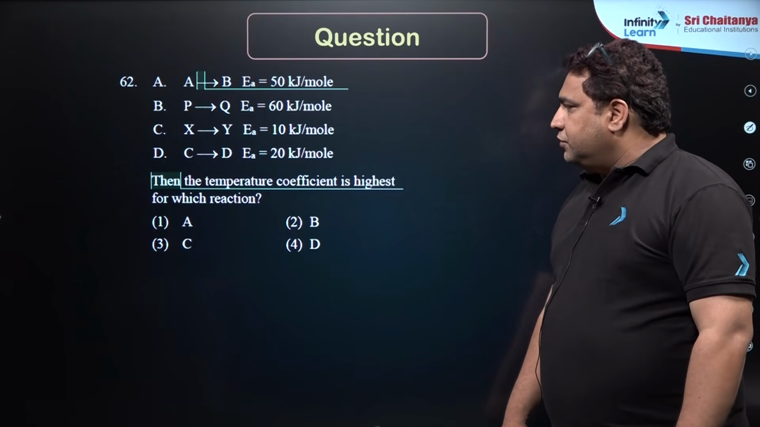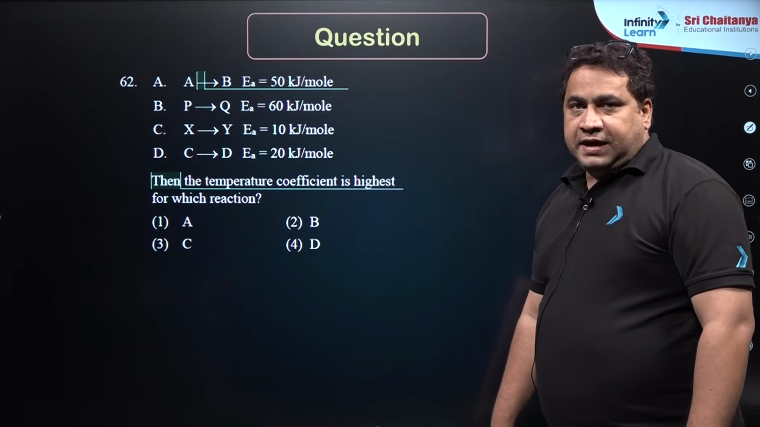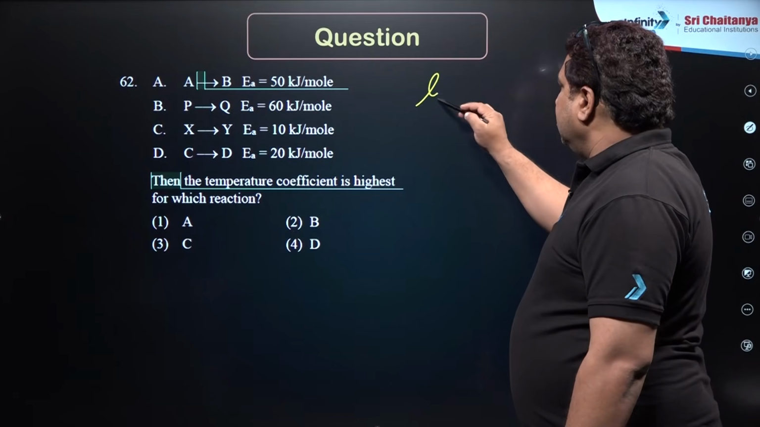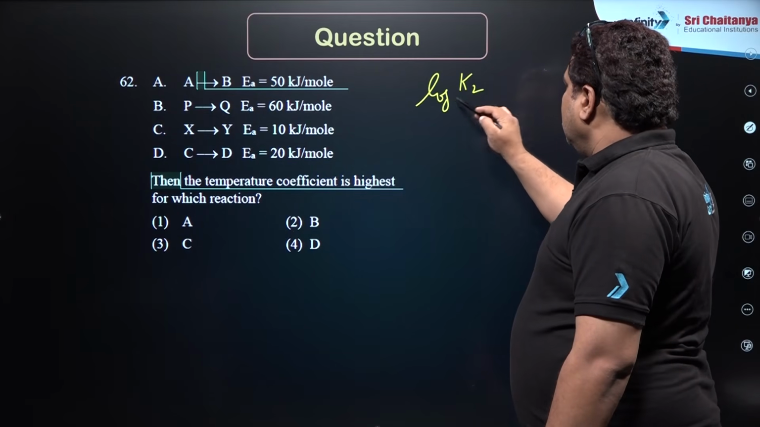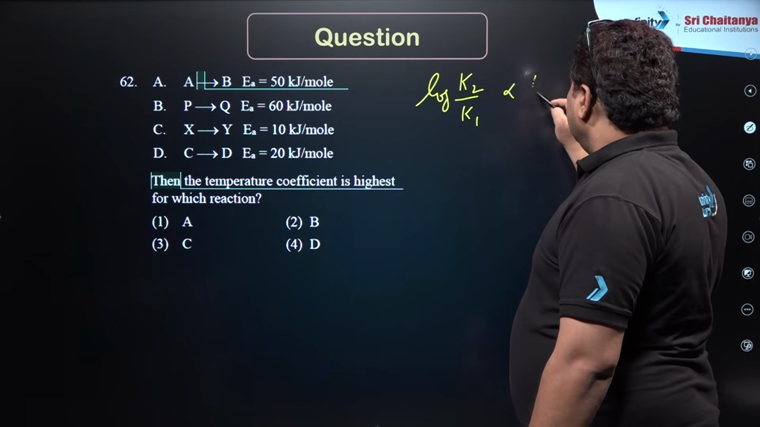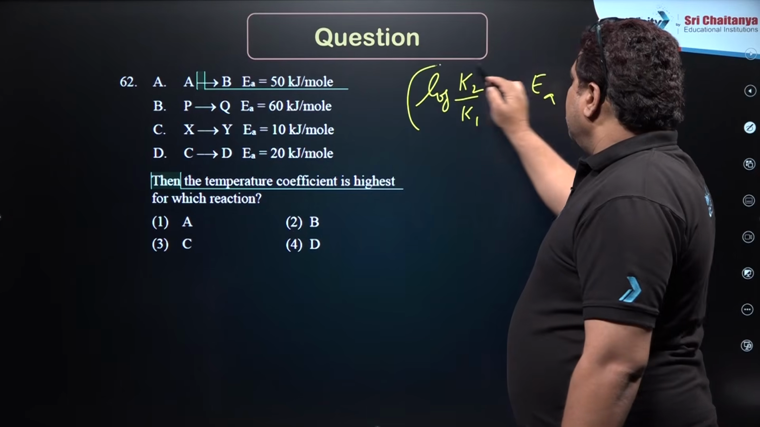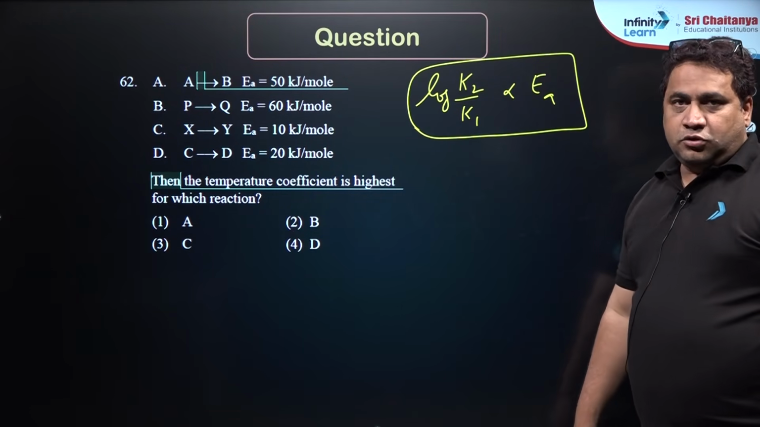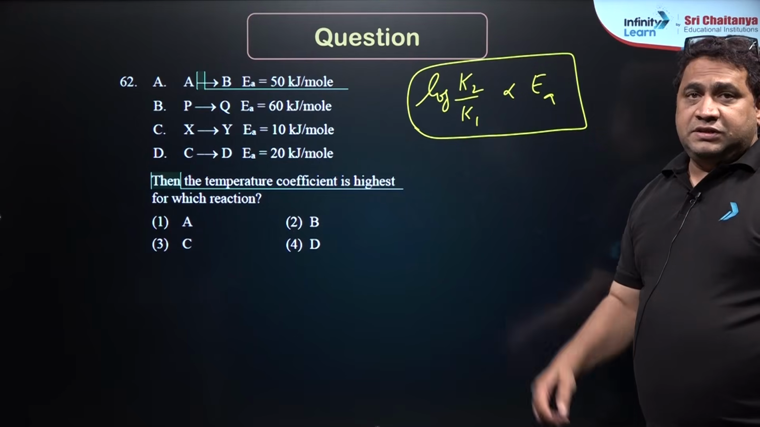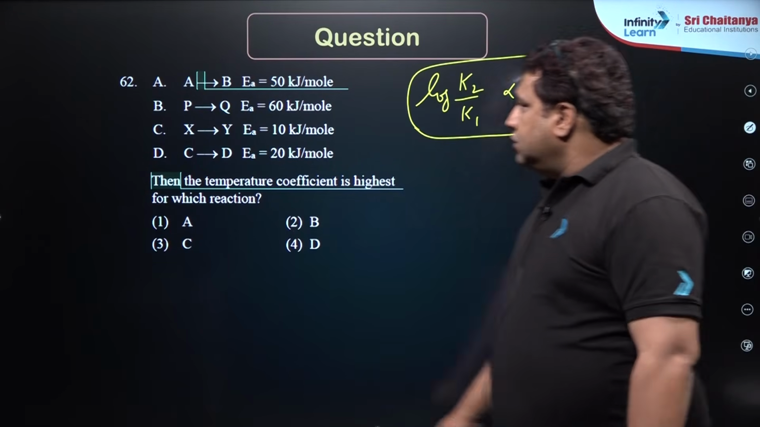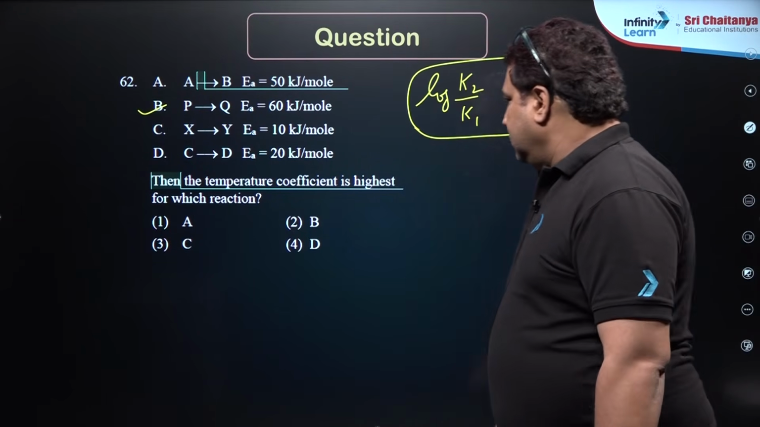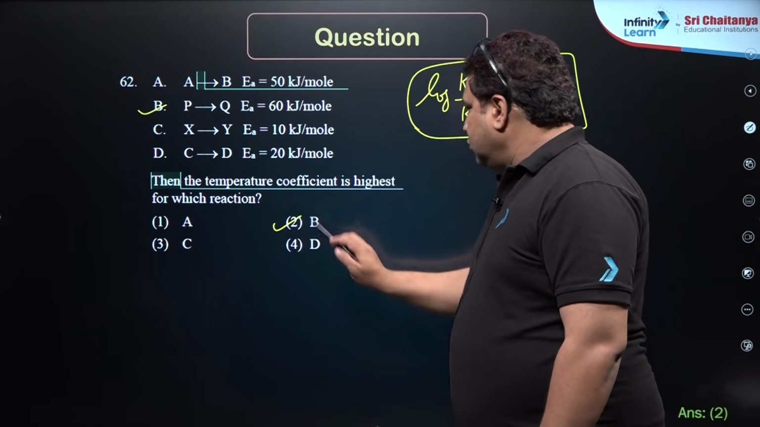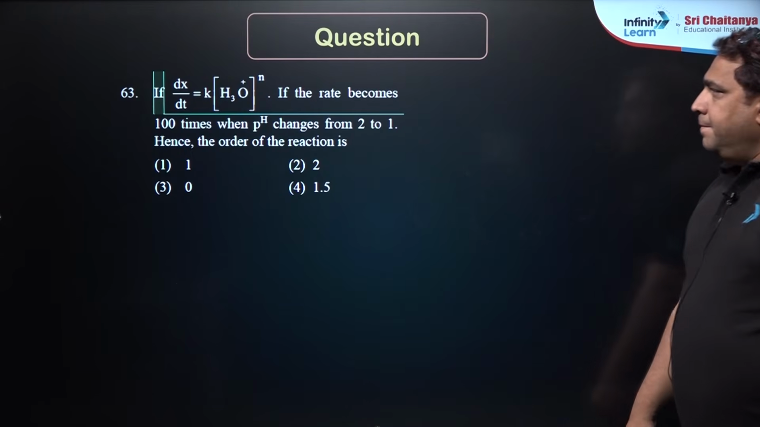Next question is A giving B, P, Q, X, Y, C, D. Then the temperature coefficient is highest for which reaction? So everybody should know that according to Arrhenius equation, log K2 upon K1 is proportional to activation energy. So greater the activation energy, greater will be the temperature coefficient, because you have to bring the transition state. Hence answer is option B. So B means option will be 2, right?